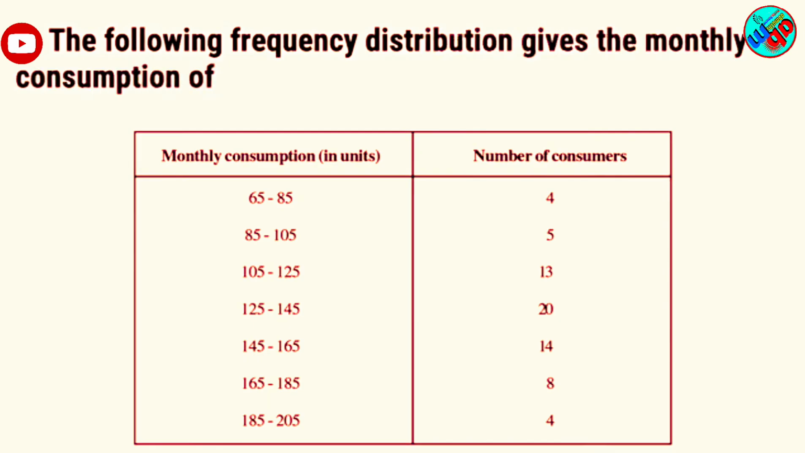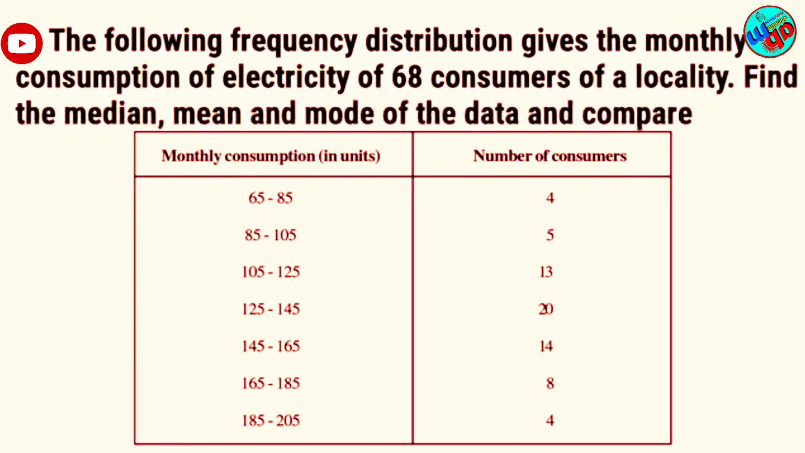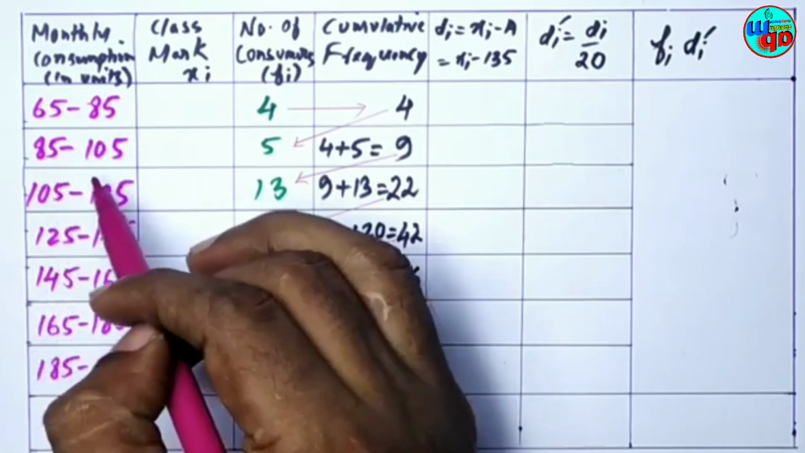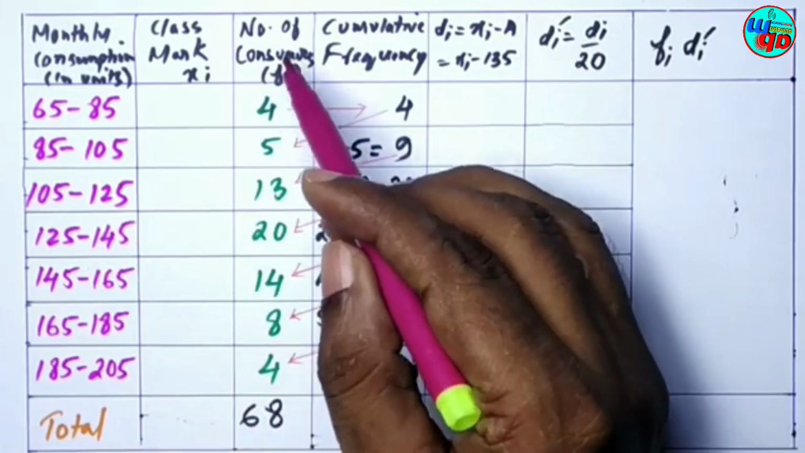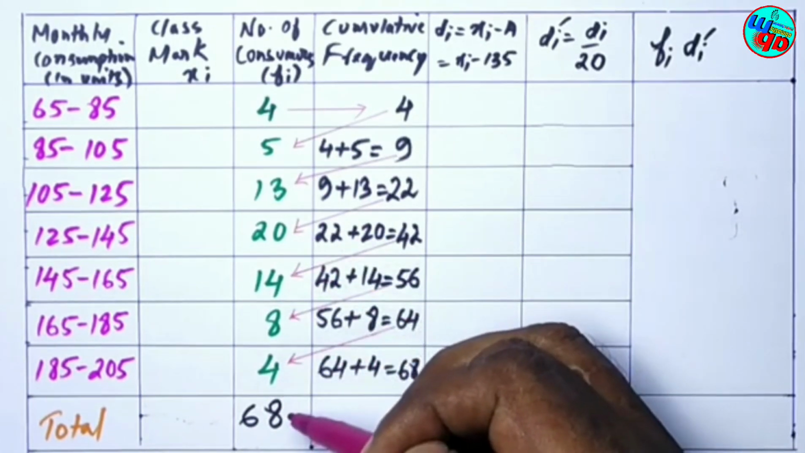The following frequency distribution gives the monthly consumption of electricity of 68 consumers of a locality. Find the median, mean and mode of the data and compare them. Here data is given below. So we have prepared a table where we have written the monthly consumption in units 65 to 85, 85 to 105, 105 to, which is given in the question itself, and we have written the number of consumers 4, 5, 13, 20, 14, 8, 4, which gives a total of 68.